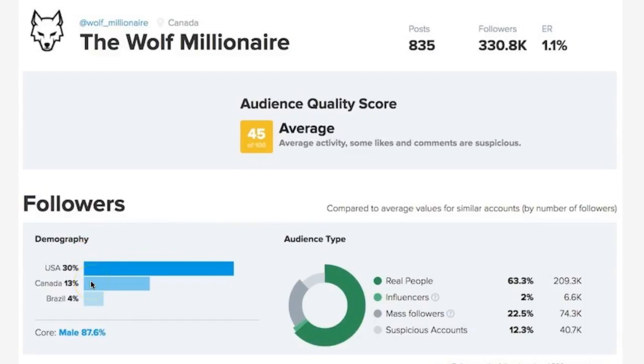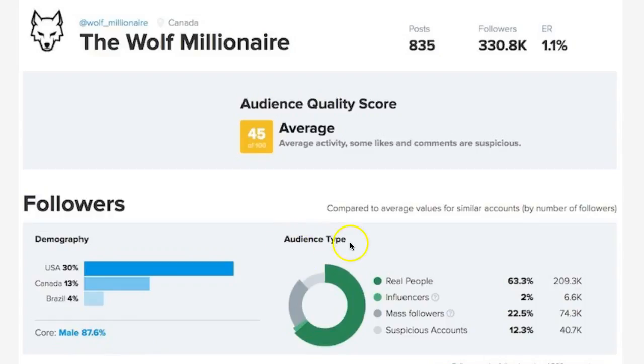And the one nice thing is because I own so many accounts, I can look at this report on various accounts of mine and look at the Instagram analytics and cross-reference to see how accurate this data is that they provide versus the data that Instagram provides. And so this is, first off, the demographic stuff is very in line. The fact that I've got 30% USA, 13% Canada, and even 4% Brazil. This is actually reflected in my Instagram insights on my mobile device. You can see I've got a very highly male-dominant demographic, almost 88%.